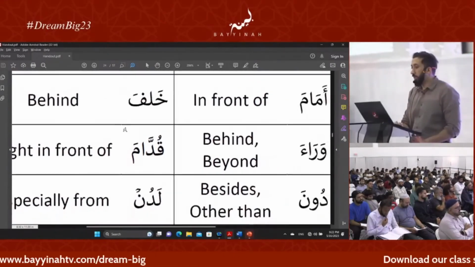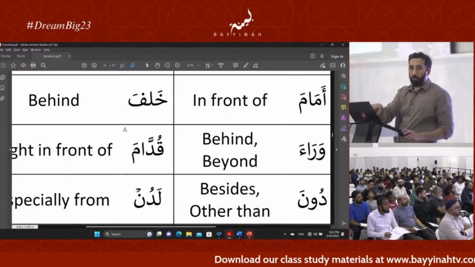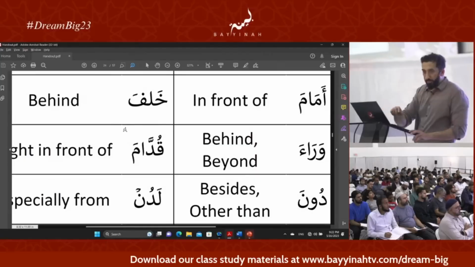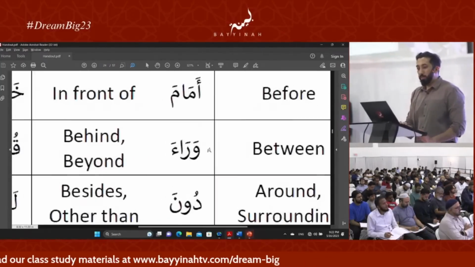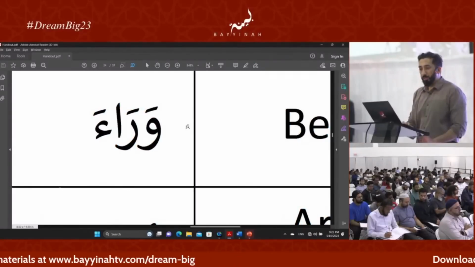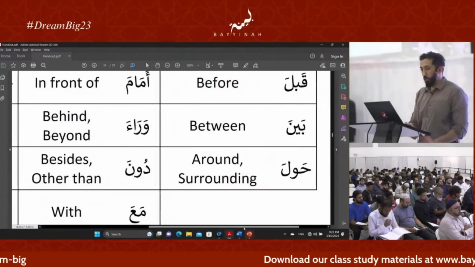قدام المسجد, another word for in front of. You can put an X on this word, it's not in the Quran. So قدام is not in the Quran, okay? وراء المسجد. What's وراء المسجد? Beyond the masjid or behind the masjid also.